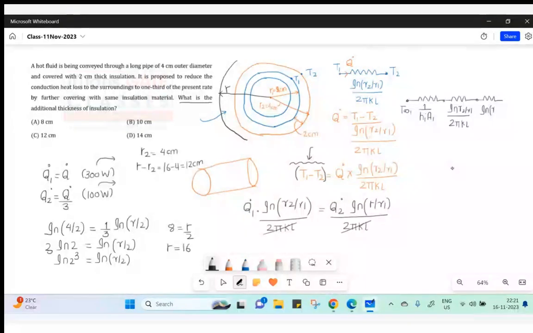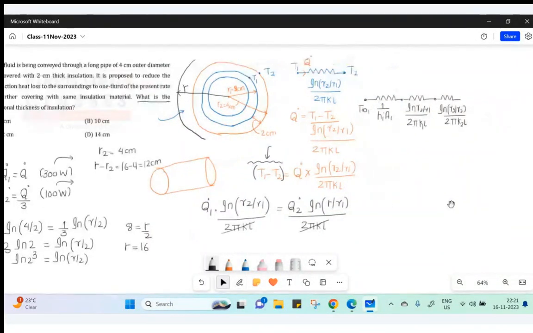I am just adding this right now. This is ln(r2/r1) over 2πkL. And after that, I have my outer resistance for the convection, going to the cold fluid, 1 over h outer A outer. As you increase insulation, your A outer also changes. So that's why it is tricky here, and why in this problem he wants you to specifically focus here. And you can do it only with this assumption. Clear?